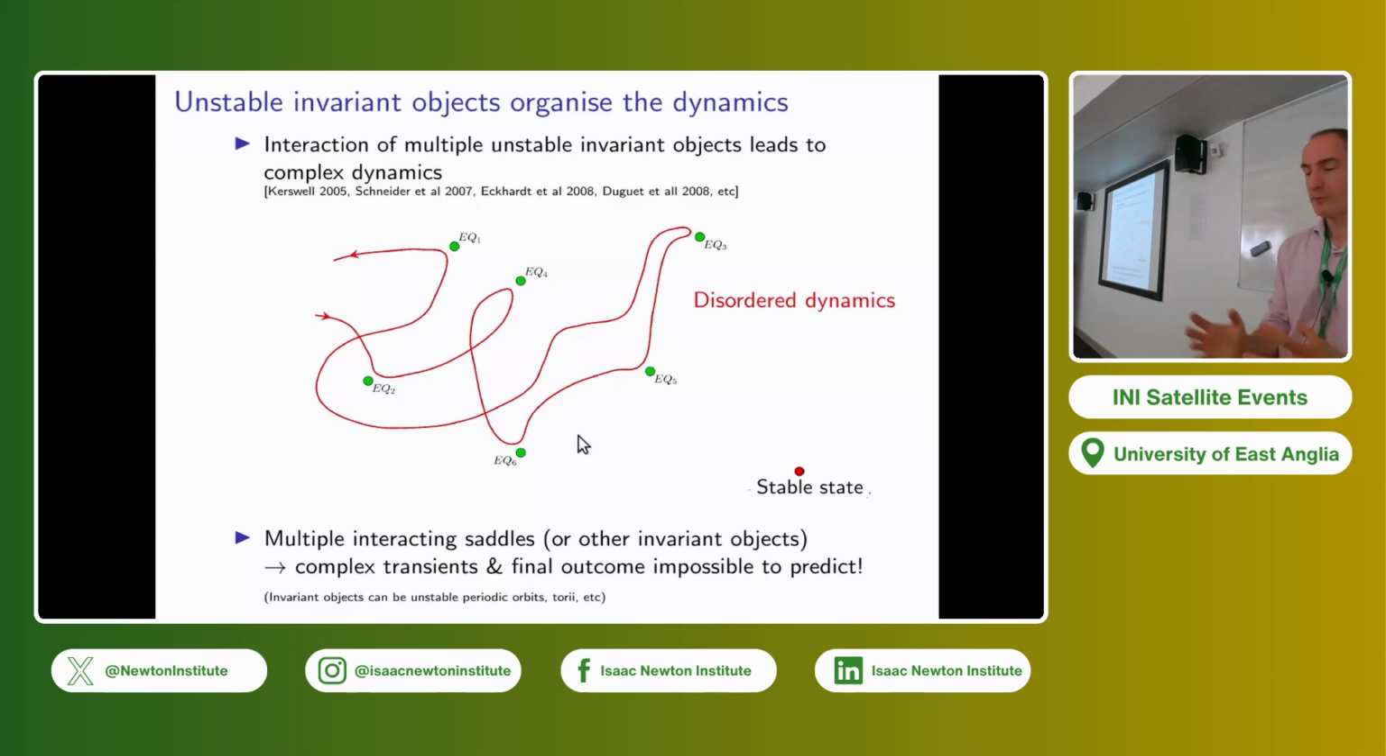Okay? So if there are multiple interacting saddles, or they could be more complicated invariant objects, they could be periodic solutions, they could be tori, then you can end up with complex dynamics. And that's essentially the idea. And I'm going to try and convince you that some of this is what's going on and underlying the complexity that we see in these flows in Hele-Shaw cells.